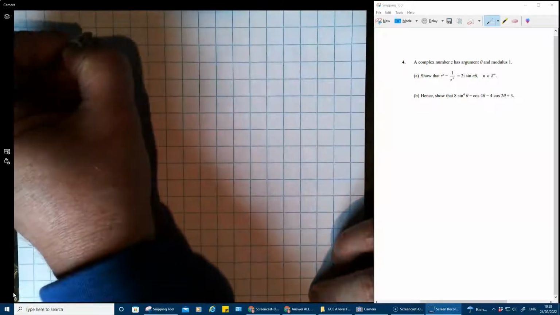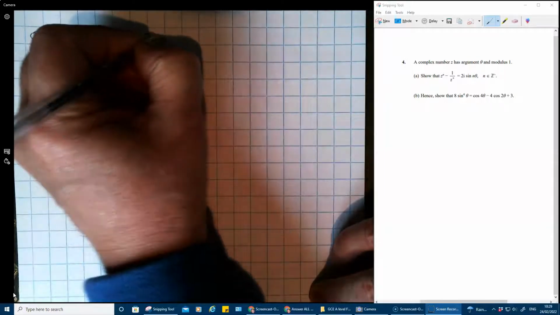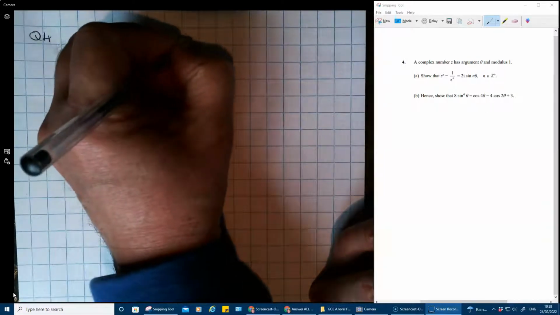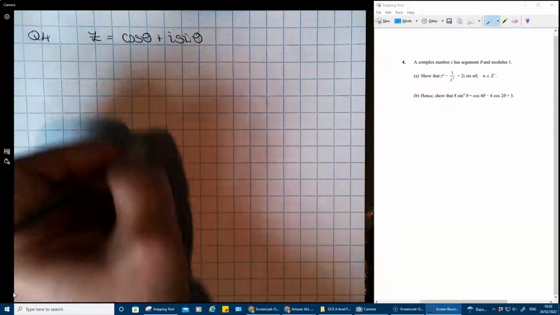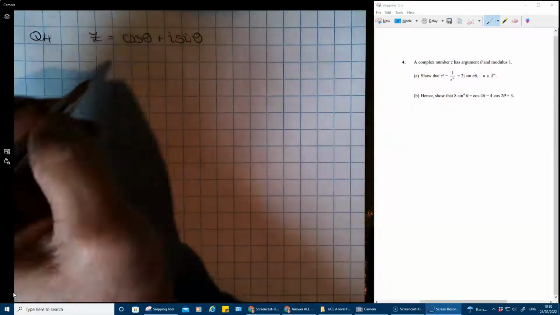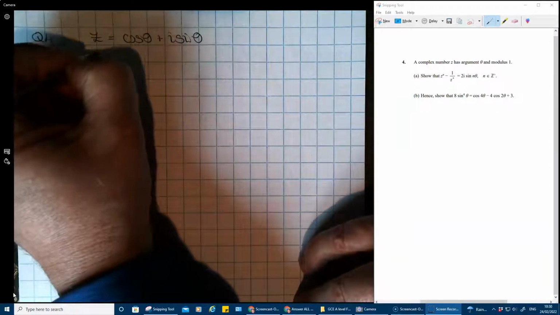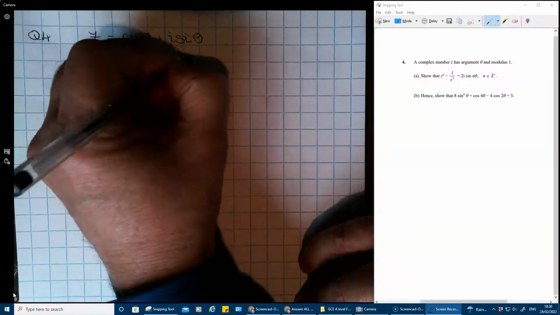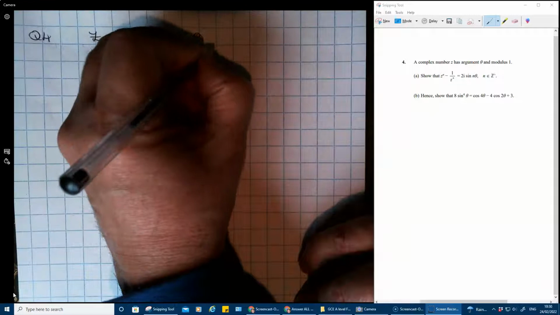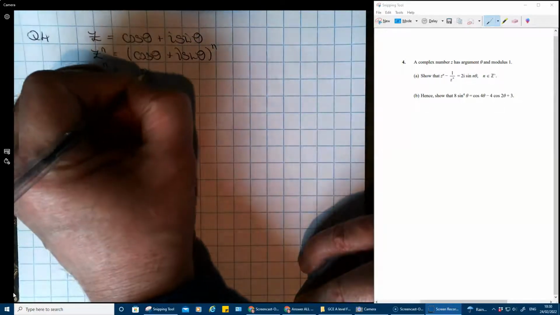Okay, so we know that z, a complex number, can be written in the form cos theta plus i sine theta, because the modulus is 1. Otherwise there'll be an r at the front of both of these, but the magnitude is 1. So I know that z to the n is that, and then using de Moivre's I know it equals this.